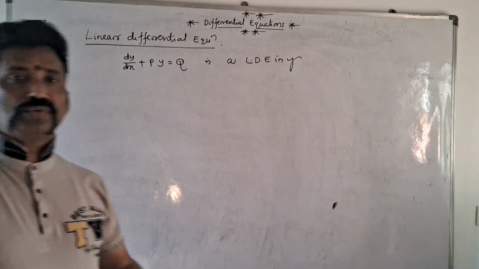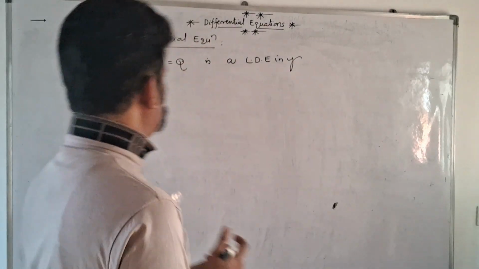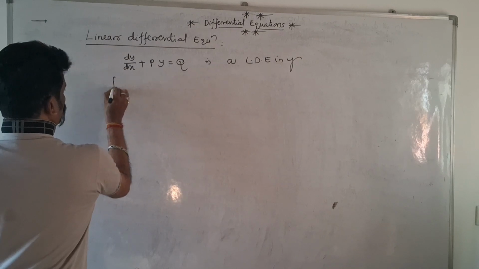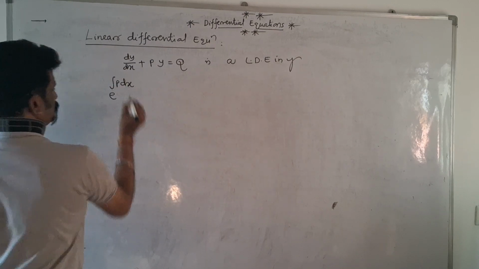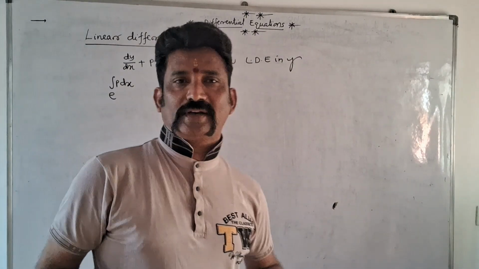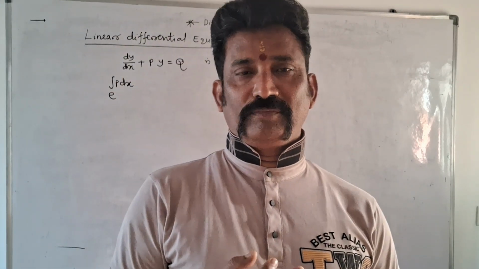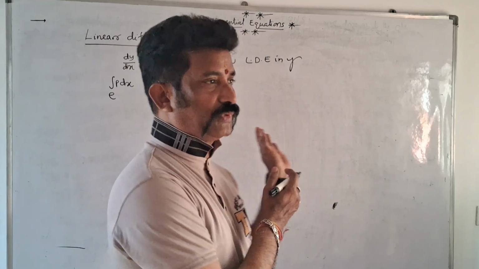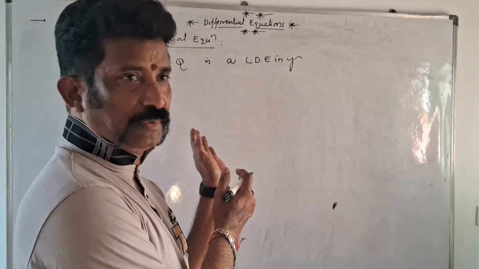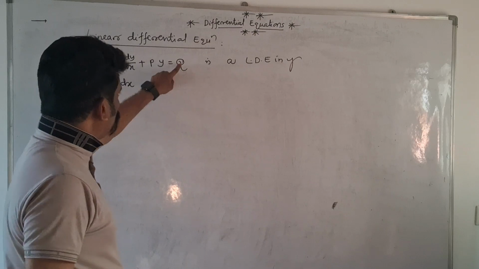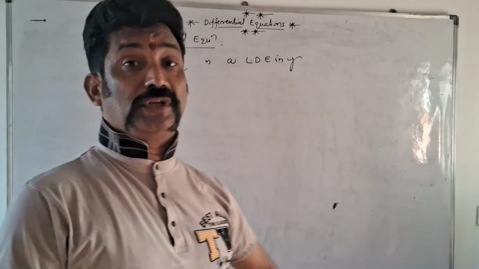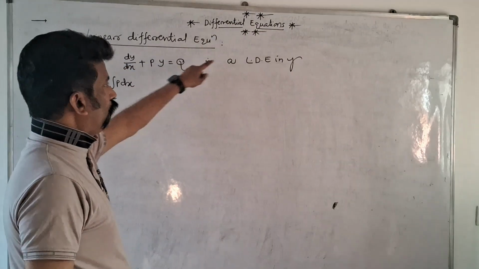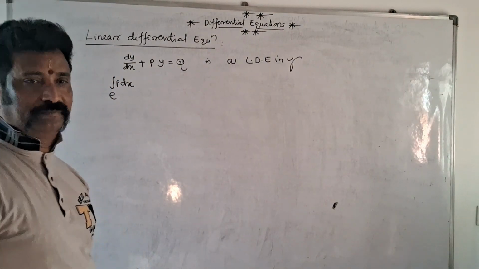Okay, so how to solve this type of linear differential equation? Here, e to the power of integral p dx. First I have to concentrate on intermediate and board. Next video I will tell you for degree purpose. So this one is only for intermediate purpose or CBSE model. If p comma q are continuous functions of x, then dy by dx plus py is equal to q is called a linear differential equation in y.